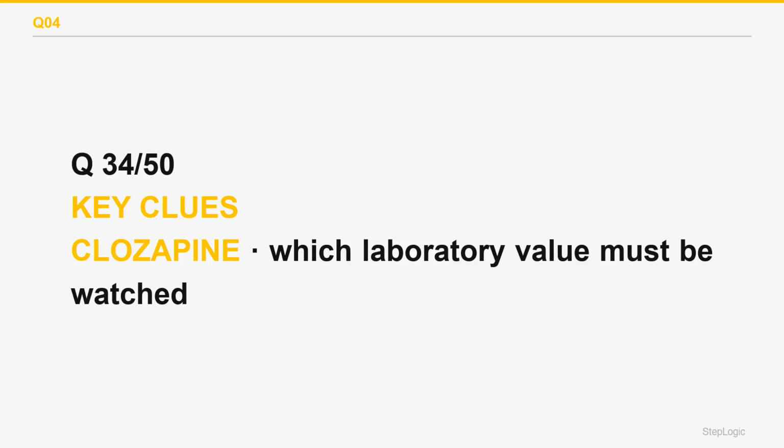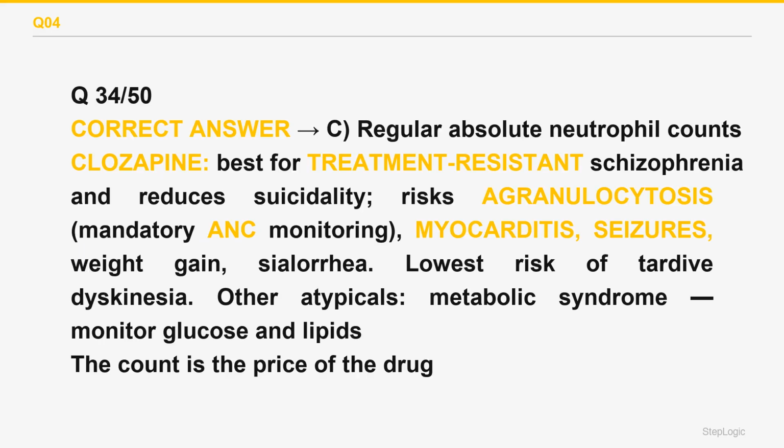Clozapine is the most effective antipsychotic for treatment-resistant schizophrenia and is uniquely associated with reduced suicidality, but it carries a risk of agranulocytosis in roughly 1% of patients, which can be fatal through overwhelming infection. Mandatory monitoring of the absolute neutrophil count, frequent at first and less often thereafter, is therefore a condition of prescribing. It also causes myocarditis, seizures at higher doses, marked weight gain and metabolic syndrome, and severe sialorrhea. The correct answer is C.